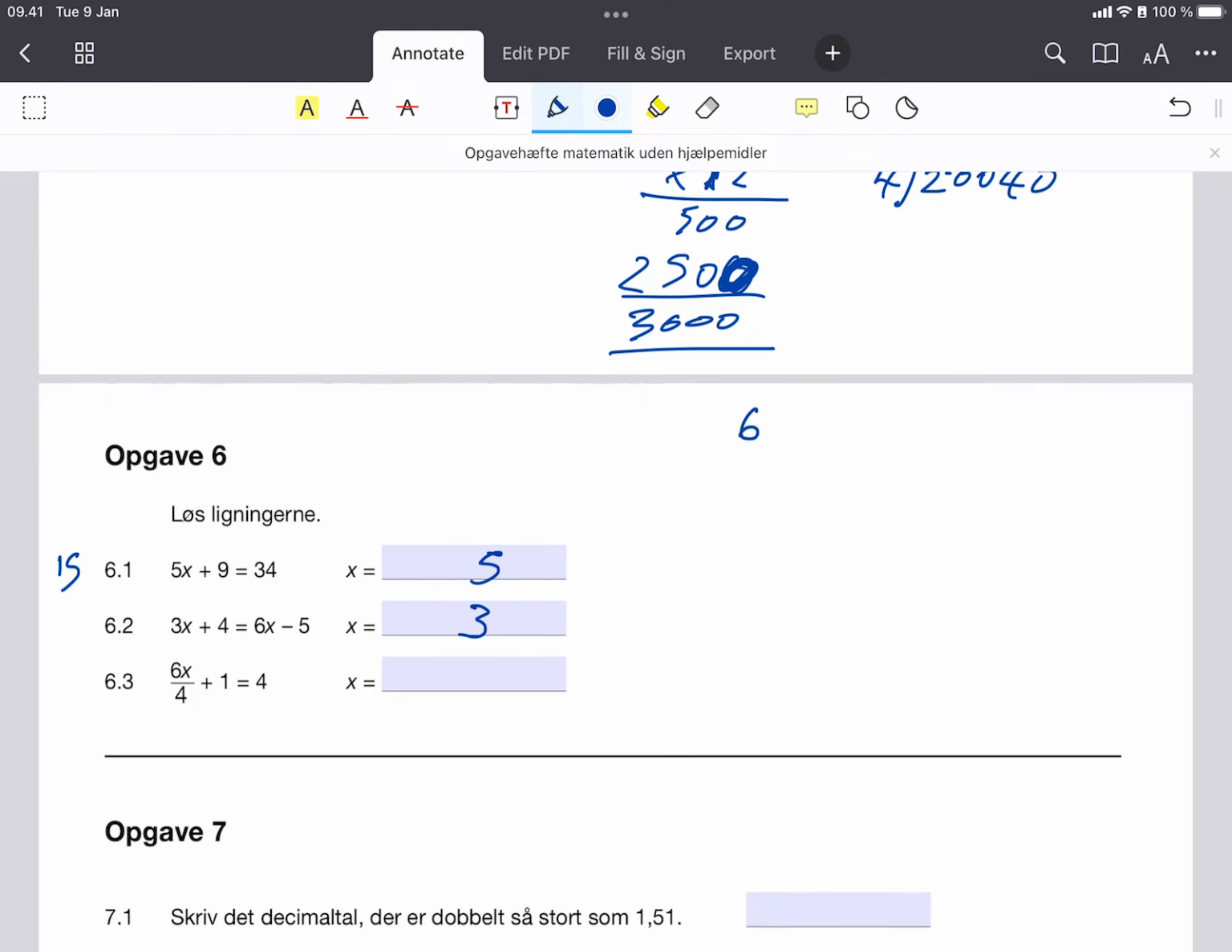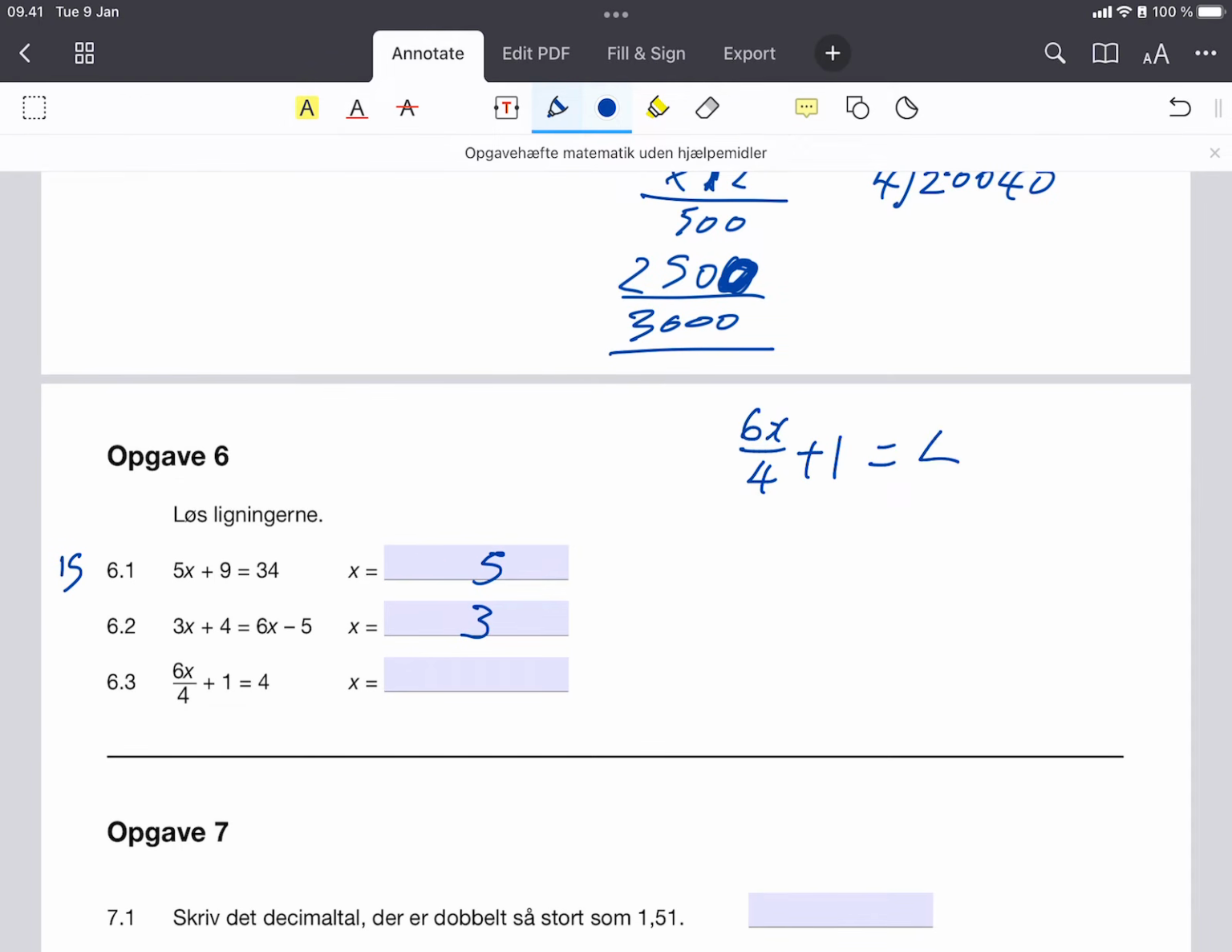So I've got 6x over 4 plus 1 equals 4. I'd like to get the bit with x on its own, so I'm going to take away 1 from both sides and get 6x over 4 equals 3. I'd like to get rid of the fraction, so I'm going to multiply everything by 4. So that just leaves me with the 6x on the left, but I've got to multiply the right by 4 as well. So multiplying both sides by 4, 6x equals 12. Divide everything by 6, x equals 2.